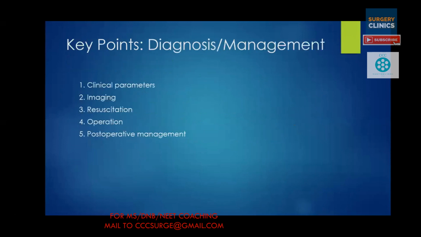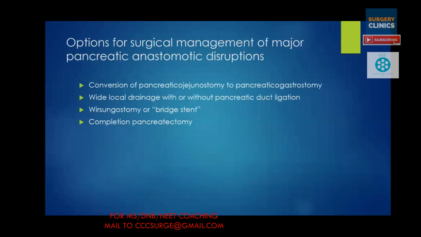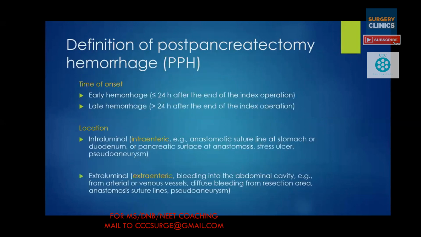Okay. Key points of diagnosis and management: of course, start everything with the clinical parameters. As I said, tachycardia, tachypnea, as Sir has said, Sir has given 1 to 5 points, very important. Okay. Imaging, resuscitation, within these 3, it becomes very good. Sometimes you need an operation, and of course, the postoperative management of the operation. Now, what are again the last options for surgical management of major pancreatic anastomosis disruption? They are conversion of pancreaticojejunostomy to a pancreaticogastrostomy, wide local drainage with or without pancreatic duct ligation, Wirsungostomy or bridge stent, or completion pancreatectomy. Okay.